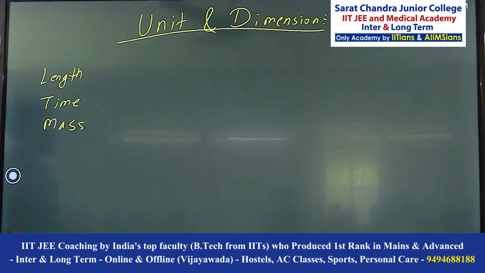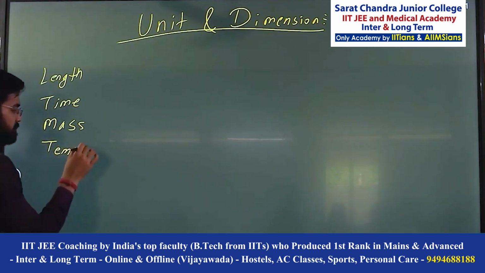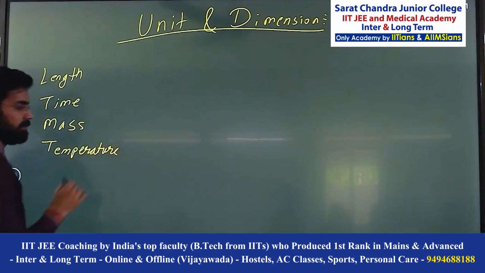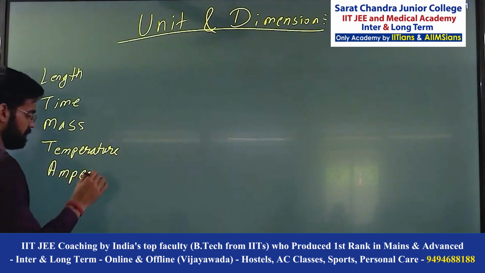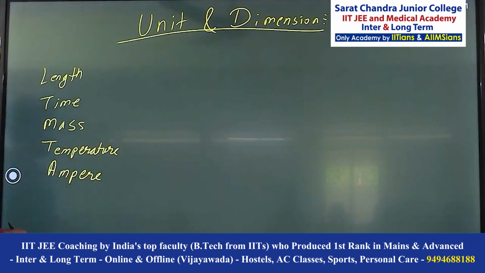There are 7. Length I mentioned, temperature, and ampere, current. Ampere spelling is what? E-R-E, correct? No, that is radius. Wait, that is not an SI unit. Temperature done. Luminous intensity.